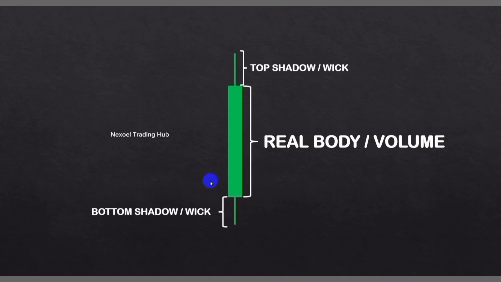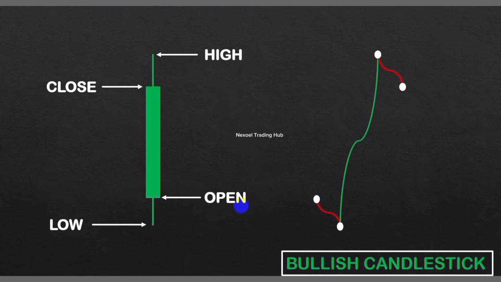Because what you can see here is actually a bullish candlestick. So this is the candlestick. The candlestick is made up of shadows, or what we call wicks, and it is also made up of the real body or volume. The wick also is in two categories. You have the top shadow, or the top wick, and then you have the bottom shadow, or the bottom wick. And then you have the real body, or the volume, which is between the top shadow and the bottom shadow. So now we're going to be looking at the bullish candlestick.